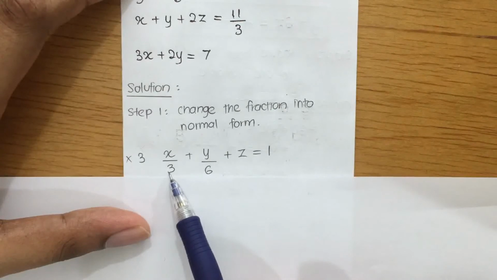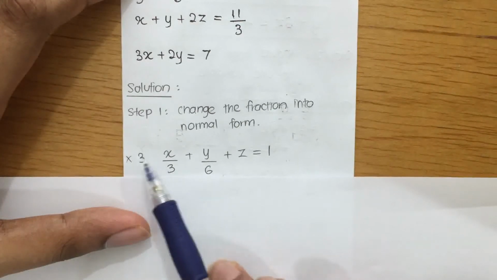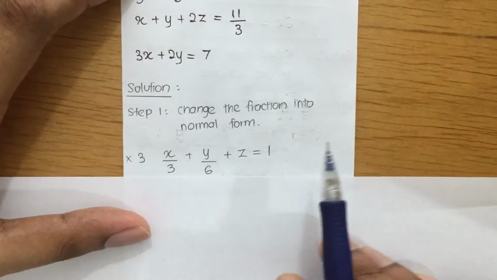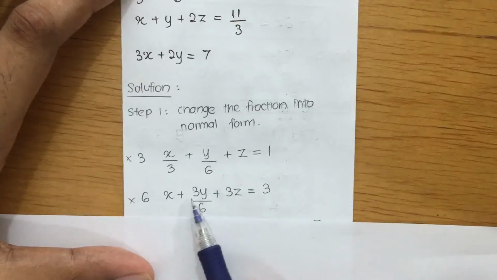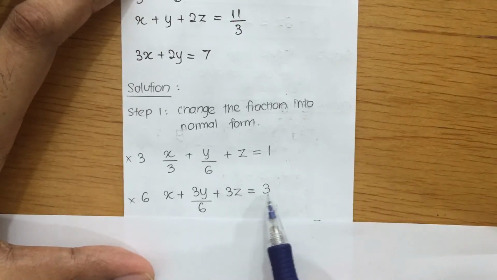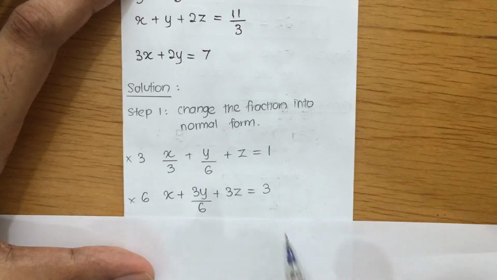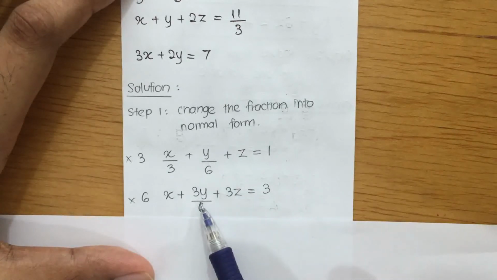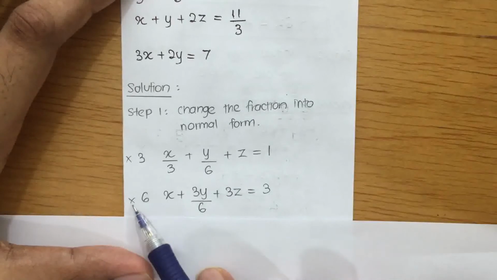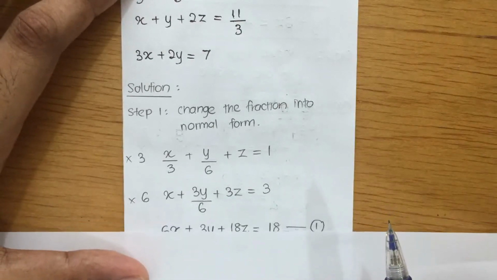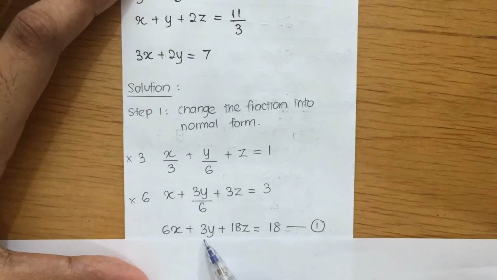To eliminate the fraction under the x, you times the whole equation by 3. When you times the whole equation by 3, you get x plus 3y over 6 plus 3z equals 3. Moving on to the next step, you need to eliminate the fraction under the y, so in this case you times with 6. When you times the whole equation by 6, you get 6x plus 3y plus 18z equals 18. From here you get your first equation.